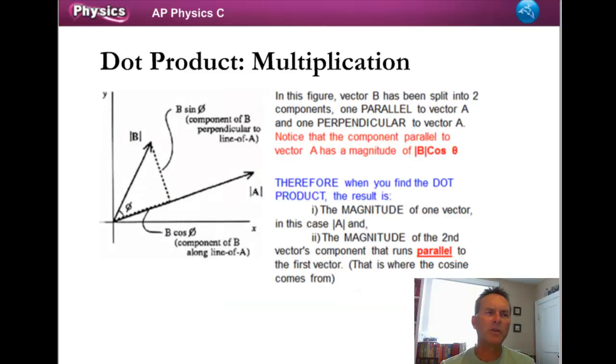Another way to look at it, and you can think about this in terms of, say, work, where you're doing force times distance, and force and distance have to be parallel to one another. What I'm really doing is taking the vector B and multiplying it times the cosine of the angle between them, which gives me this component right here. And then I'm just multiplying that by vector A. When I do that, what I'm doing is multiplying two vectors together that are parallel.